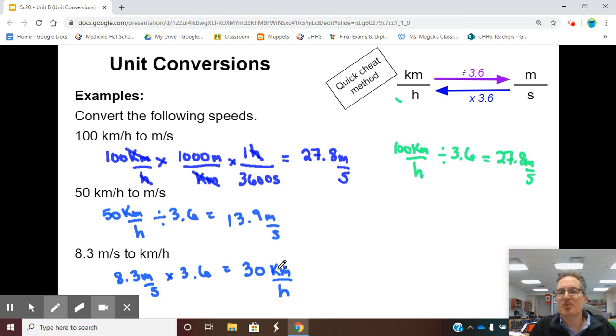Hopefully you found this pretty straightforward. You now get more practice on the unit conversion worksheet.